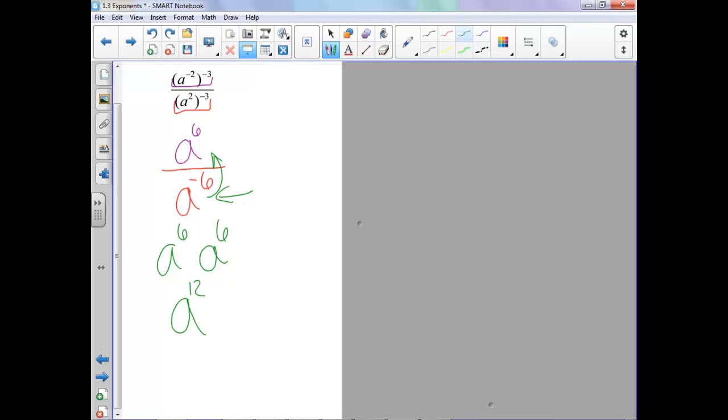Or from here, what we could have done was when we divide, we want to subtract our exponents. So we'd have a to the 6th minus a negative 6. And remember, when you have minus and negative, we add, which gets us to a to the 12th. So either way works, and it doesn't matter.